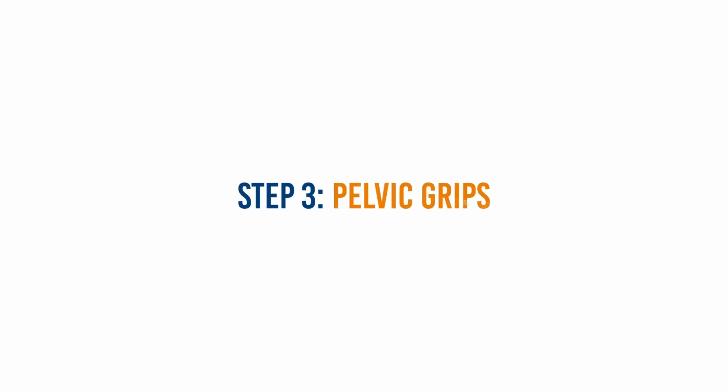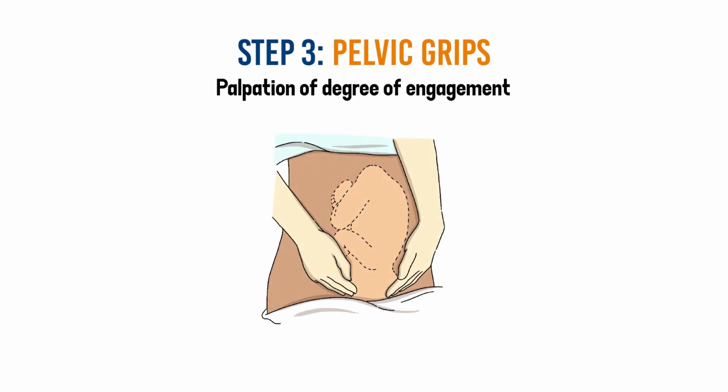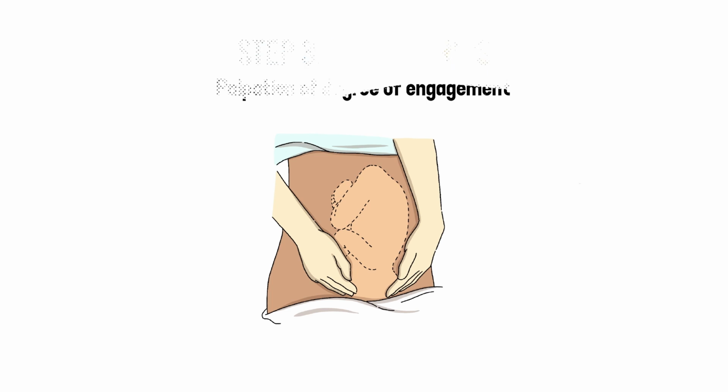Step 3. Palpation of degree of engagement by moving palms towards pelvic brim to ascertain if presenting part is engaged or not. To confirm the presenting part, examiner faces mother's feet, placing both hands on either side of lower part of uterus just above the symphysis pubis and pressing gently inwards to feel the presenting part between both palms.